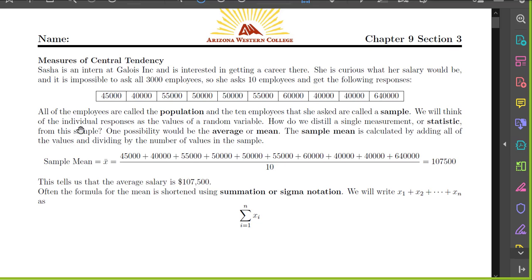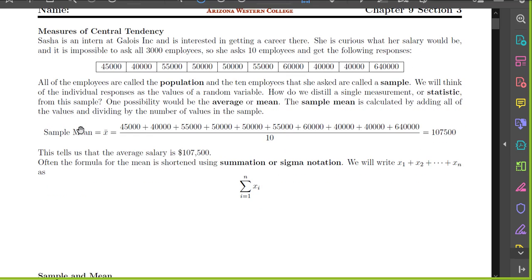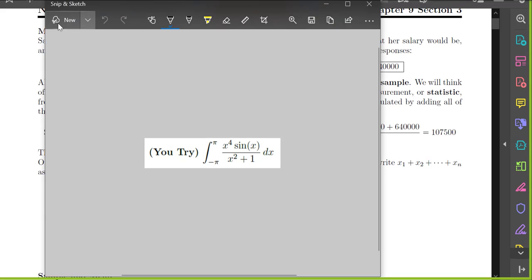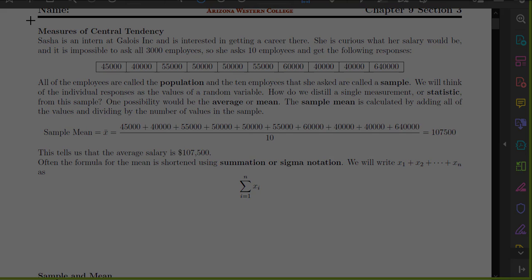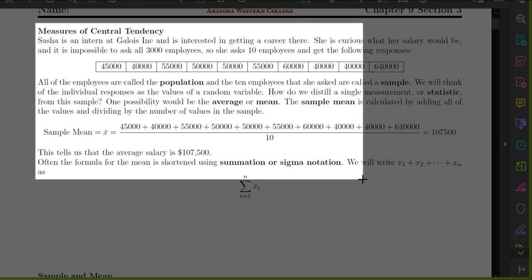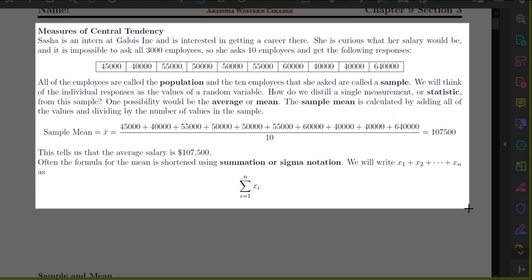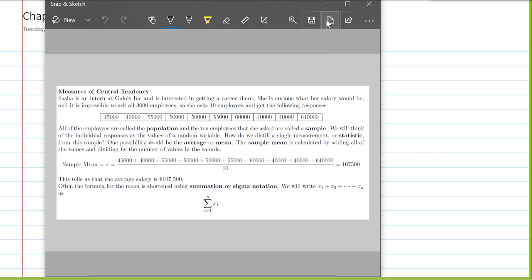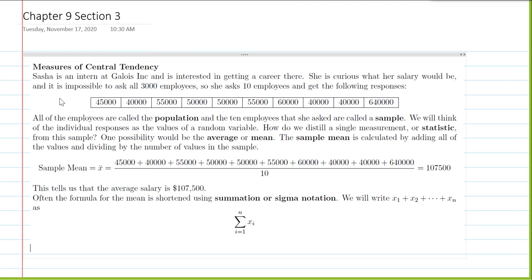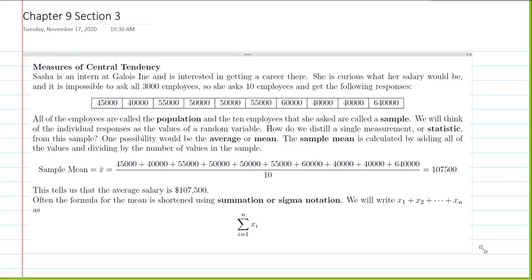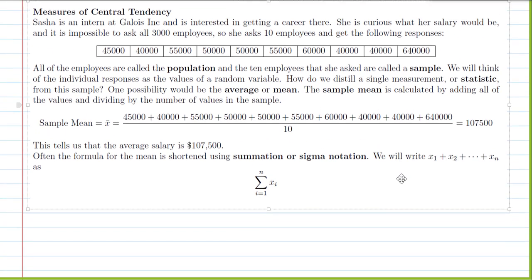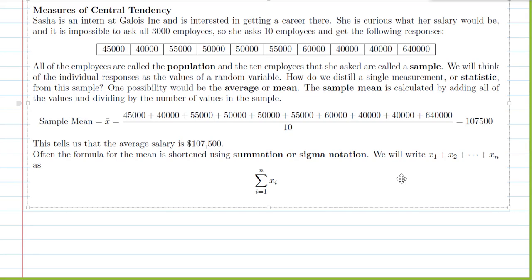In Chapter 9, Section 3, we are going to be moving into talking a bit about some statistics. So the first thing we want to talk about is measures of central tendency, which is a very long way to say we're going to be talking about certain things that we've talked about, like averages, in a very specific way.